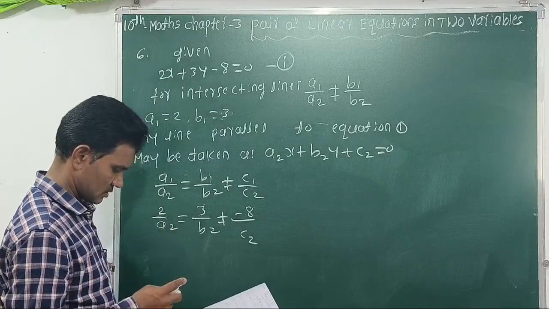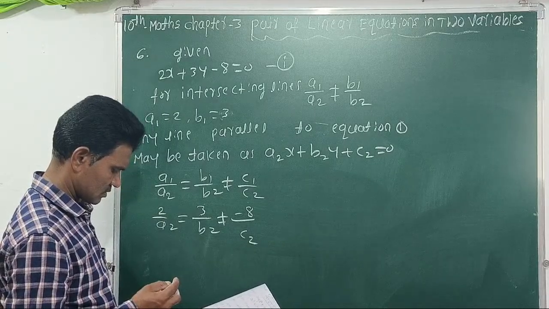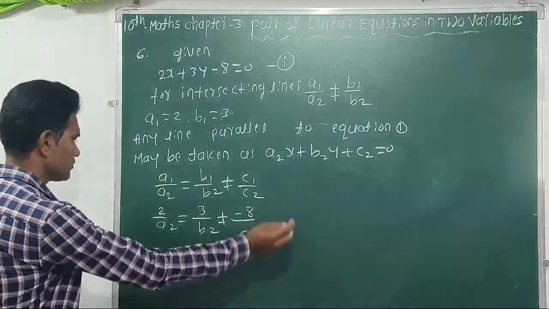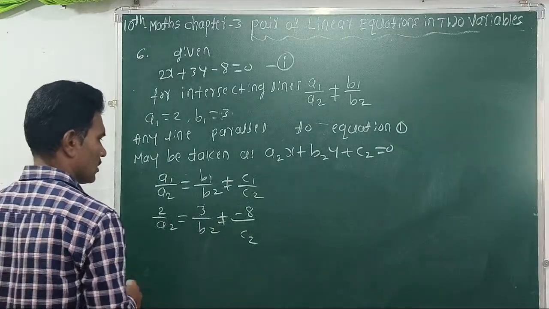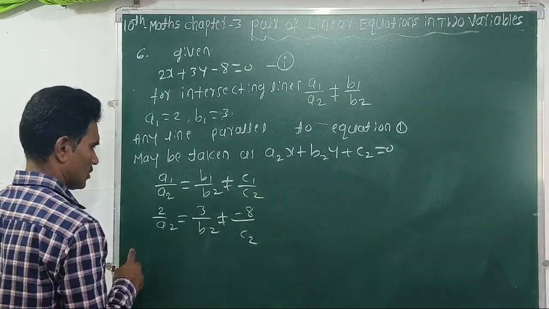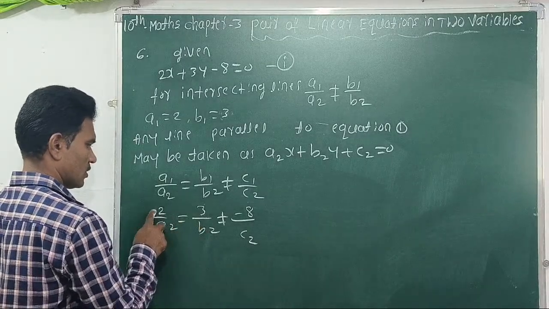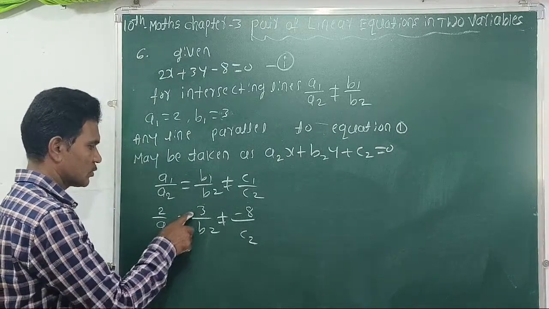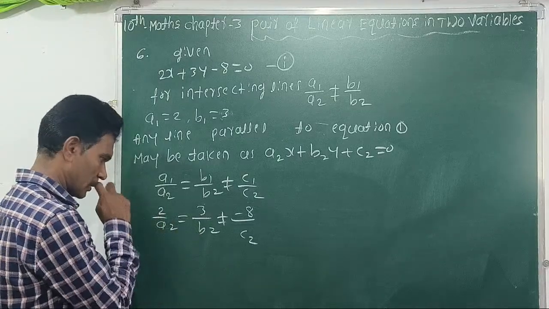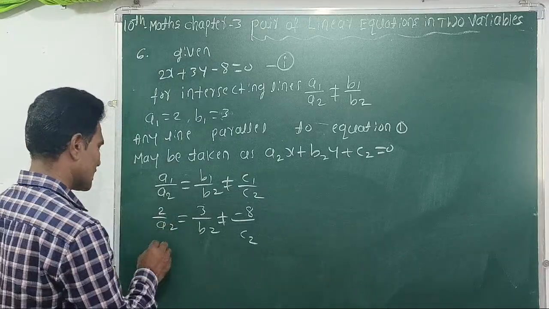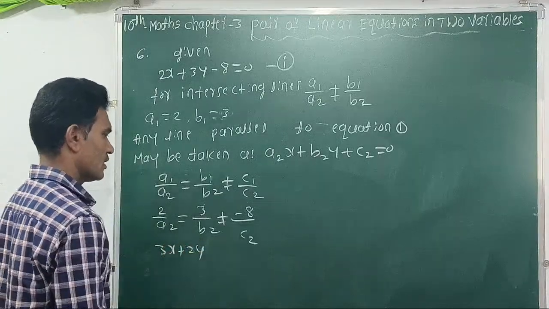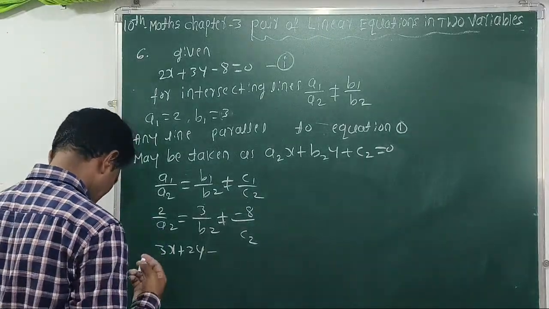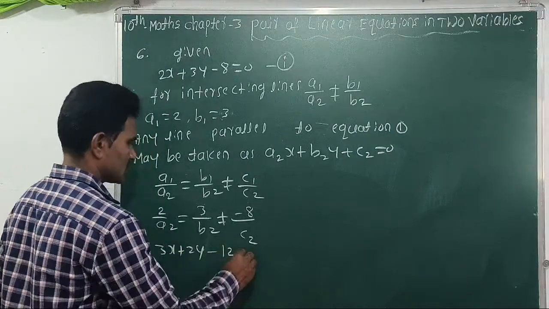3x, 3a2, 2b2. By cross multiplication we get 3a2 is equal to 2b2. That means we can write the equation as 3x plus 2y minus 12 is equal to 0.